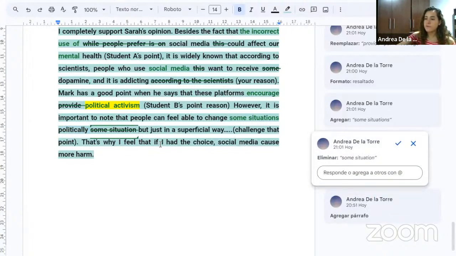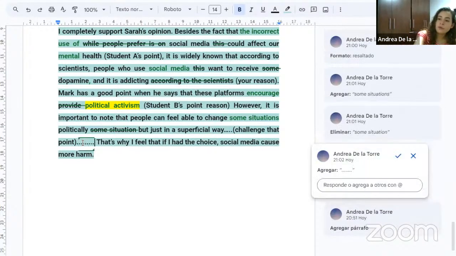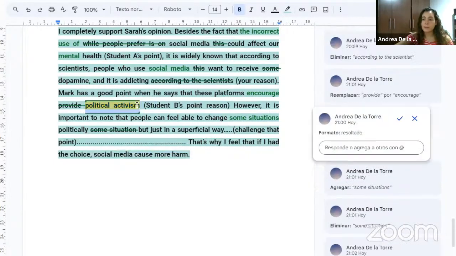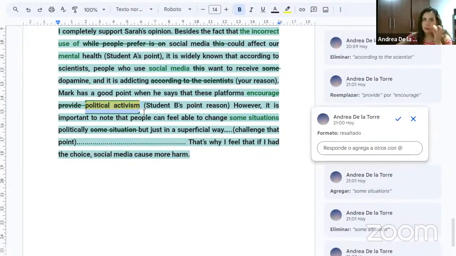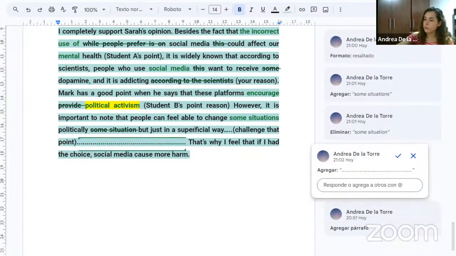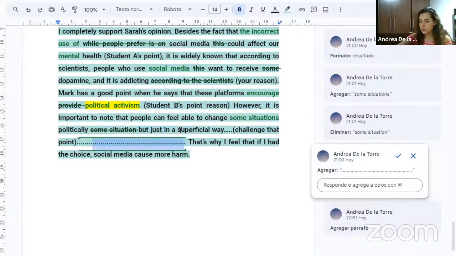Okay? That's why I feel that if I had the choice, social media, okay, caused more harm. Falta una parte de elaborar un poco más en la idea. Entonces, faltan aquí un poco de detalles, ¿no? Podrías concentrarte en esta parte de la política, ¿no? En las desventajas que tiene el social media para la política. Incluso podrías mencionar sobre la misinformation, la información falsa, ¿no? Que circula. Maybe you can talk about that, or maybe some details, right? That are related to what you're saying before, que están relacionados a lo que dices antes. Ejemplos, detalles específicos, tal vez hechos, ¿no?